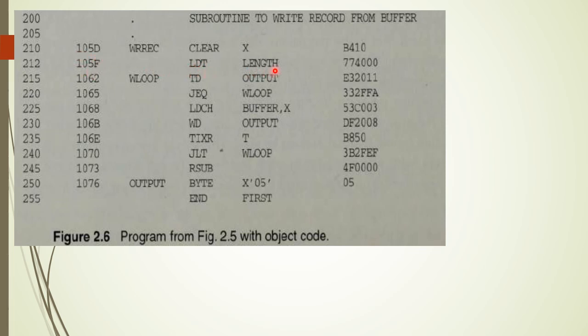Then LDT, the operand is not a register and it's not prefixed with a plus. Therefore, it belongs to instruction format 3 of length 3. So that's why you will add 3 to the previous value. So 105F becomes 1062 after adding 3.